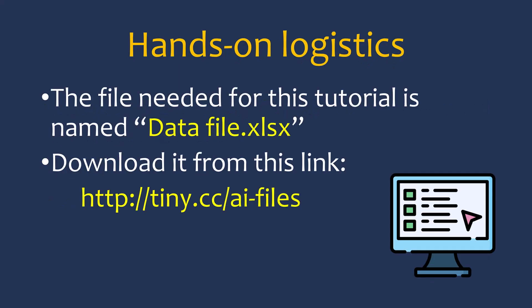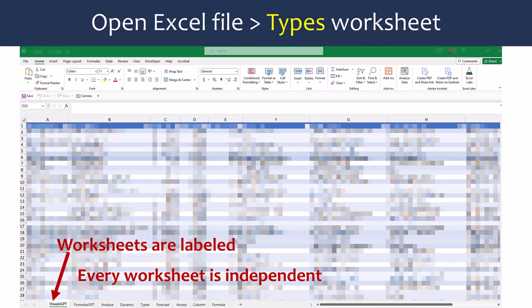The file needed for this tutorial is named datafile.xlsx. You can download it from http://tiny.cc/ai-files. When you open the Excel file named Data File, you will see several worksheets. The one needed for this tutorial is the Types worksheet.